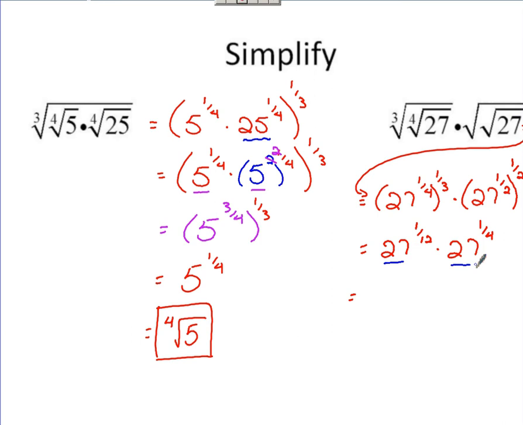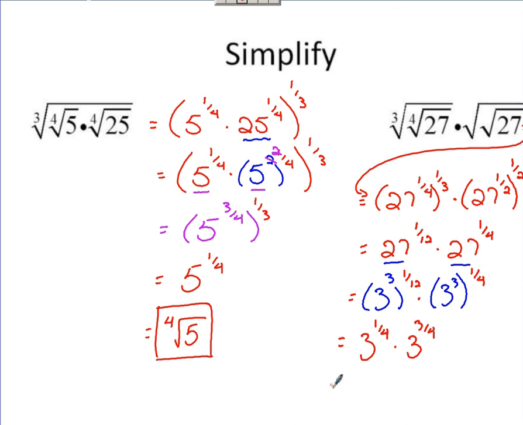27 would be 3 to the 3rd. So you've got 3 to the 3rd raised to the 1/12 times, over here I've got 3 to the 3rd raised to the 1/4. So what ends up happening here? If I multiply these powers, 3 times 1/12, I get 3/12, which reduces to 1/4. Over here I got 3 times 1/4, so that's 3/4.